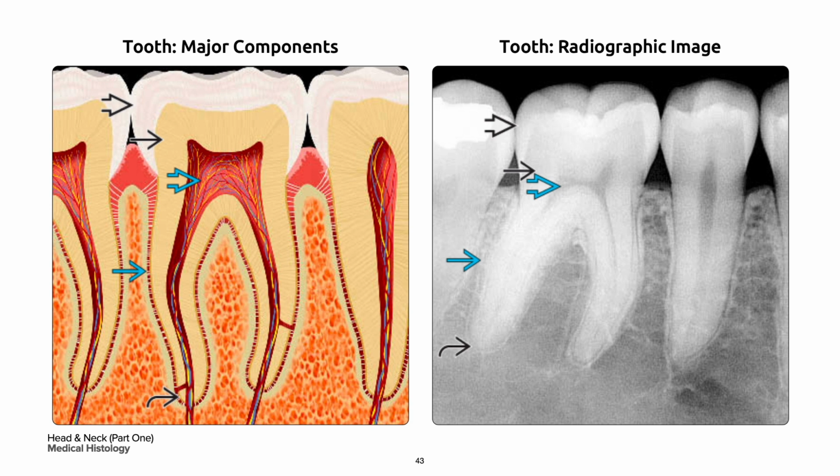The enamel in curved bold black arrow, the dentin in a single black arrow, the pulp in bold blue arrow, and the apex of the tooth in curved black arrow, and the PDL in single blue arrow.